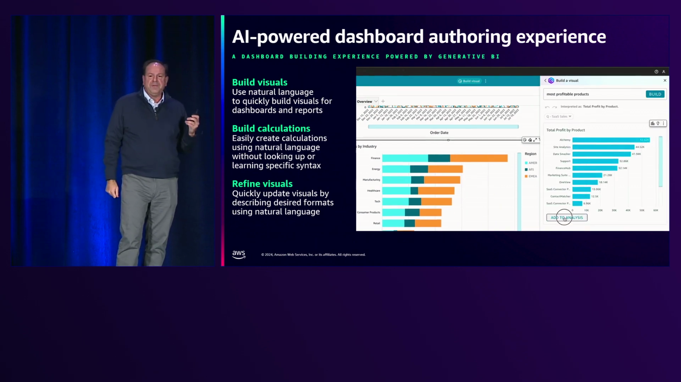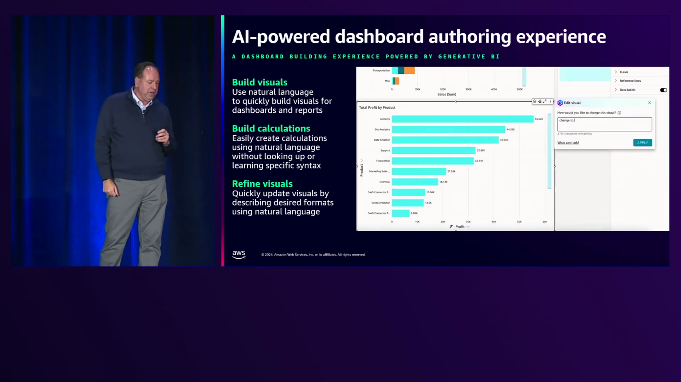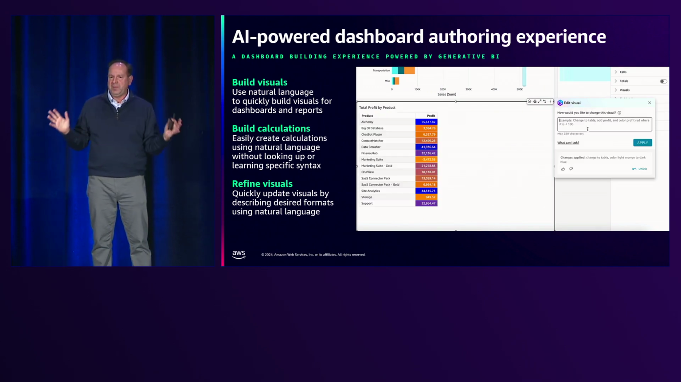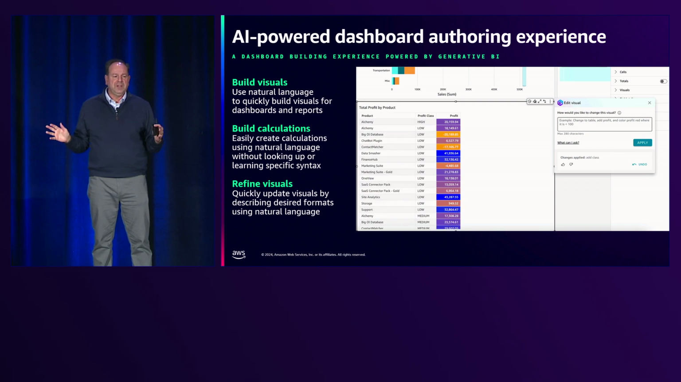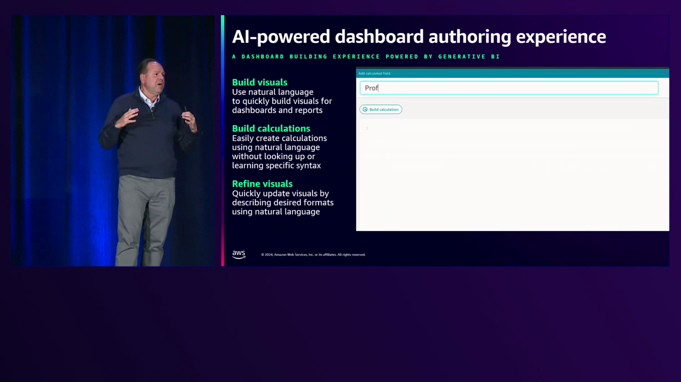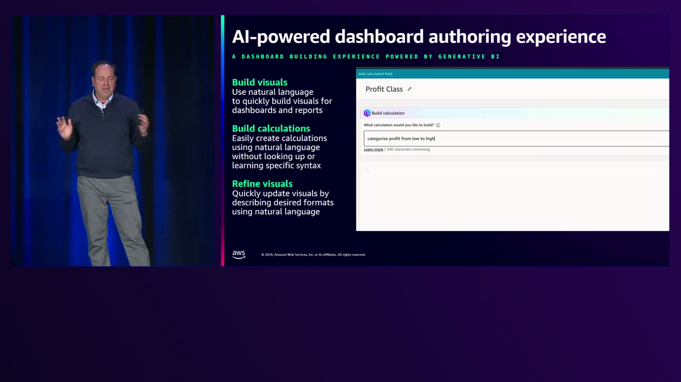Finally, you can refine visuals once you build them inside the authoring experience. So after you've built a visualization, whether you've built it by hand or whether you've built it using natural language, you can make statements like highlight all the rows over 500 in red, and it will create all of the conditional formatting rules for you to make that happen.